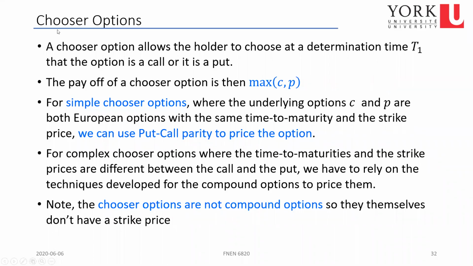Now let's take a look at chooser options. Basically, a chooser option is an option where at maturity, that option becomes either a call or a put. Obviously, they're not both in the money at the same time. If one has a positive payoff, the other has a negative payoff, so it's always the one with the positive payoff. That's the real payoff.